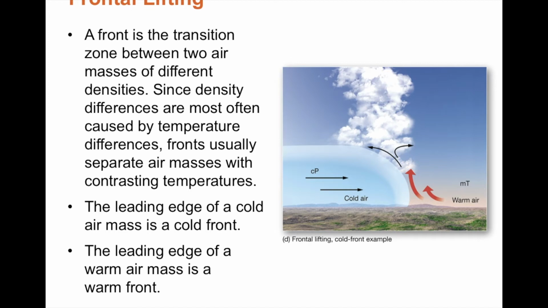Now the front is this transition zone between the 2 air masses. And since density differences are most often caused by temperature differences, fronts usually separate air masses with contrasting temperatures. The leading edge of a cold air mass is a cold front. The leading edge of a warm air mass is a warm front.